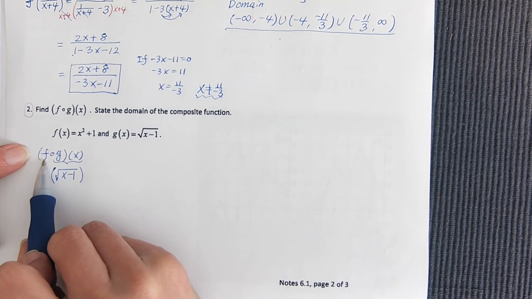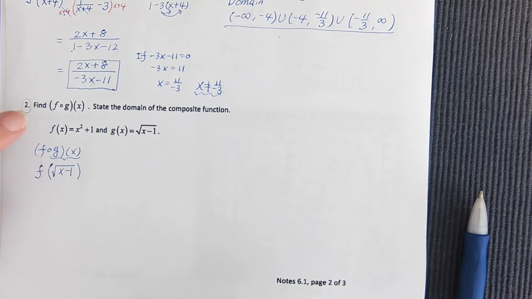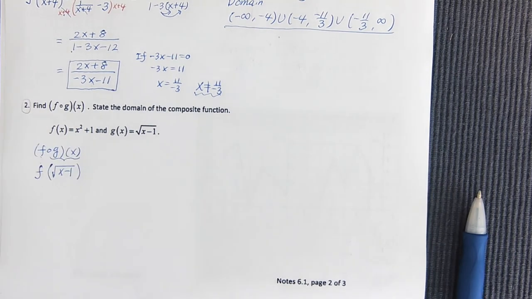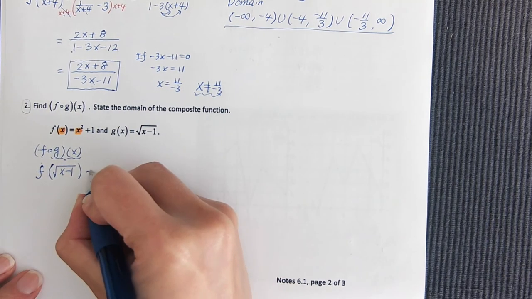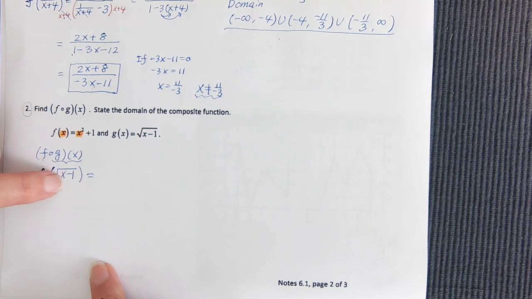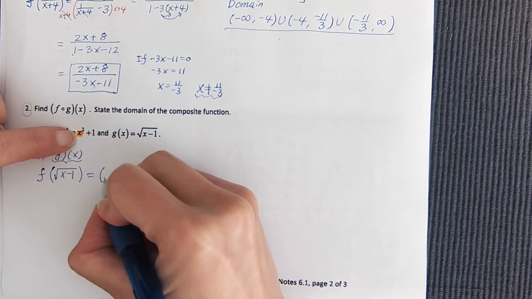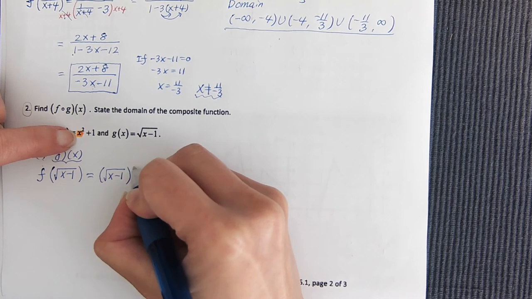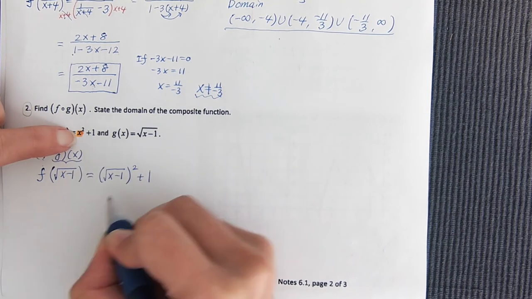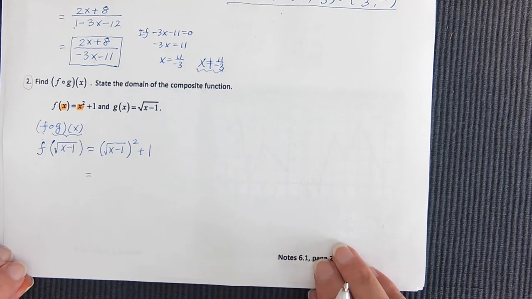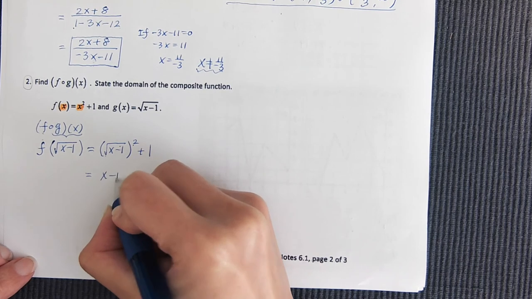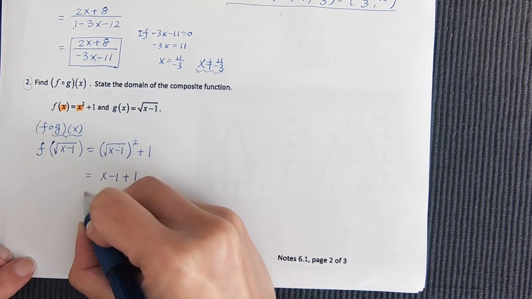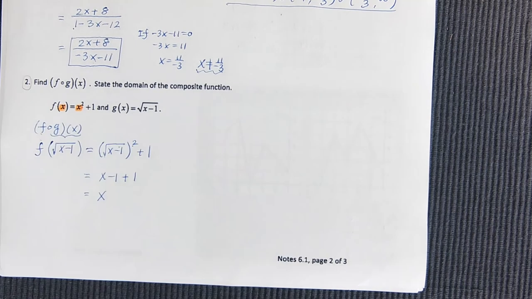Then it's the f happening. So now I know I need to pay attention to the f. What's my f? Here is my f, here is my x change. So now, how do you change it? This x has to be changed to that whole thing, the radical x minus 1, squared, plus 1. So you have the square root of the square, so you cancel out. That's why x minus 1 plus 1. That's a nice answer. So the answer is x.